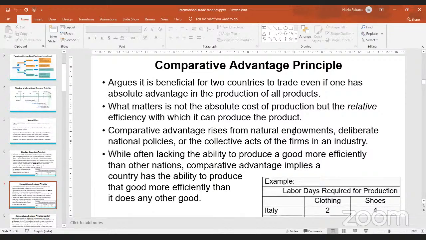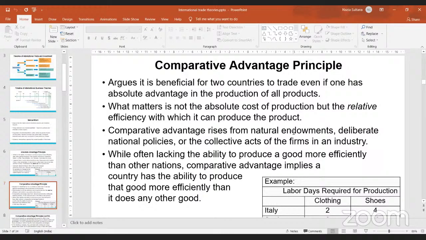So when you say countries of the world, and how these countries engage in trade with one another, we are saying that it is beneficial for two countries to trade only if one country has a direct advantage of producing all the products. So it is not an absolute advantage, but a relative advantage. It's not a clear direct advantage that you have, but a relative efficiency that you have got in order to produce that.